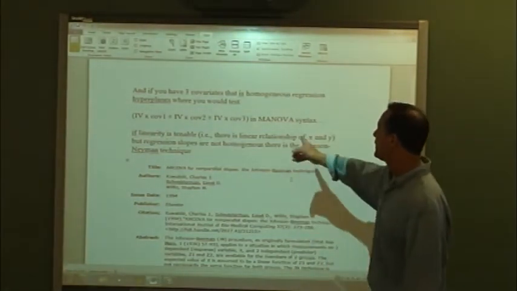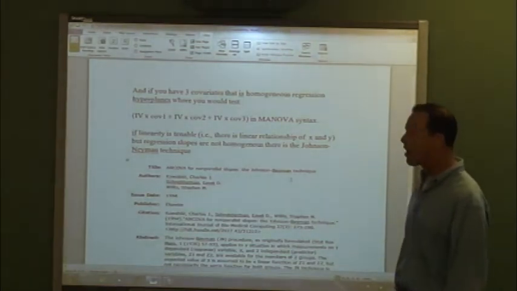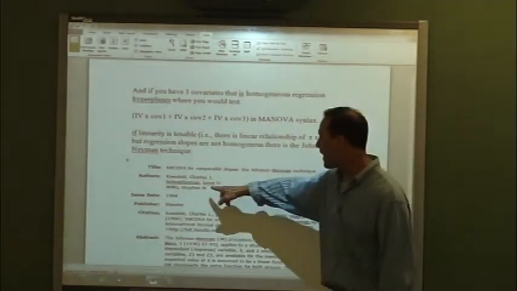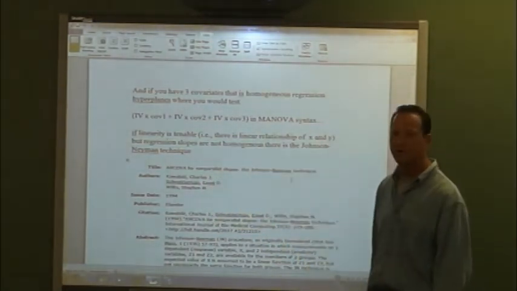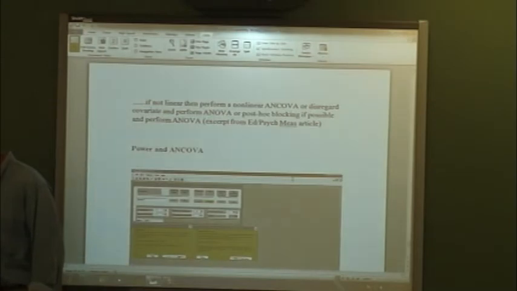Now, what if you have linearity? There's a linear relation, but the regression slopes are not homogeneous. There is what's called the Johnson-Neyman technique, which I mentioned earlier. Look at the classic article, ANCOVA for non-parallel slopes. So, here's kind of the article.